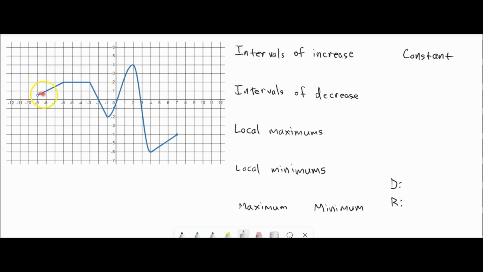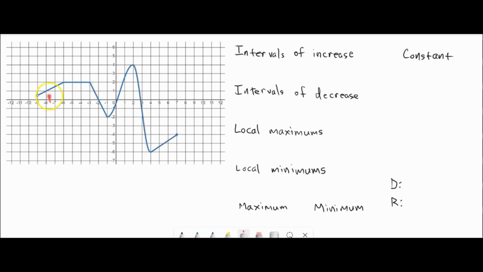And so just to give you an idea, this is an interval of increase. This is an interval of decrease. This is an interval of increase. This is an interval of decrease. And this is an interval of increase. The idea is as we travel from left to right, are we going uphill or downhill? Uphill or downhill or uphill?